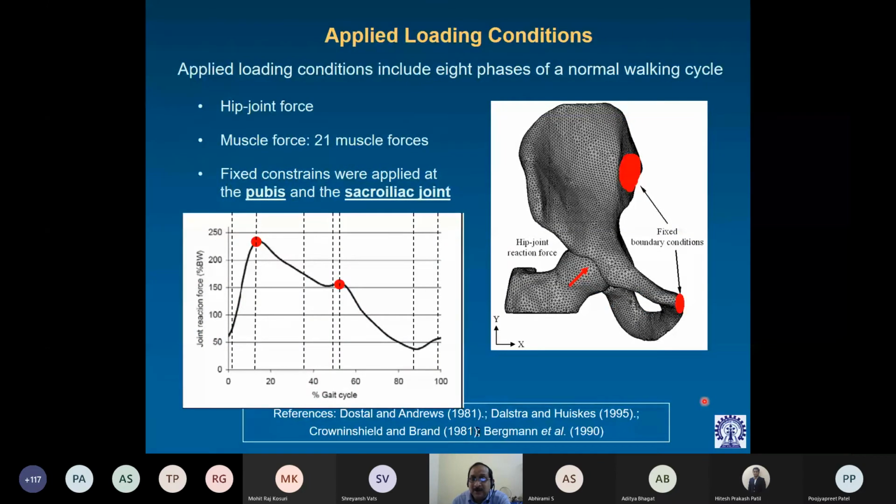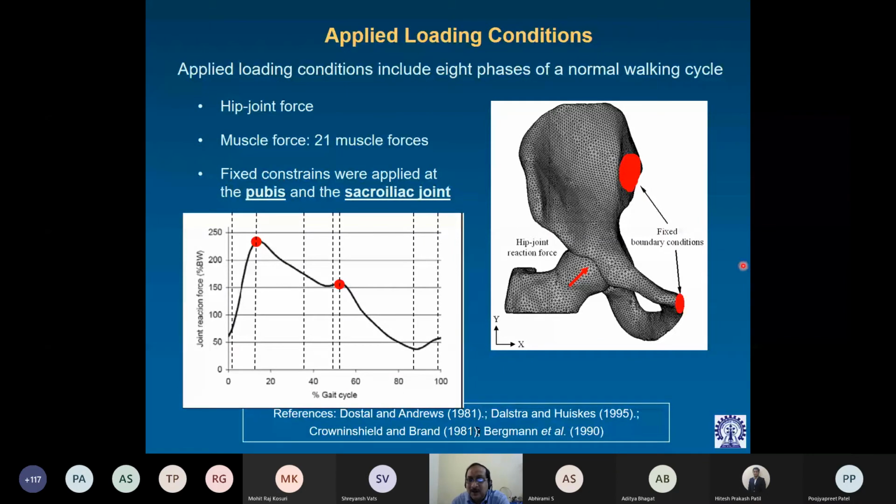So we give the applied loading condition. We have, say, for instance, the hip joint reaction force, 21 muscle forces, and the physiological constraints that are available: fixed boundary conditions at the pubis and the sacroiliac joint. So this is the pubis and the sacroiliac. This is where another pelvic bone meets the right side.